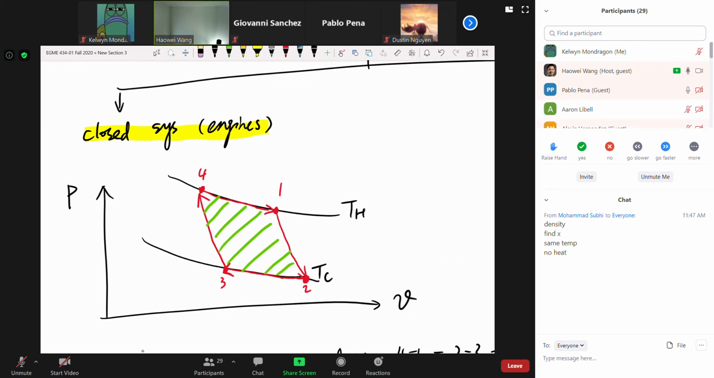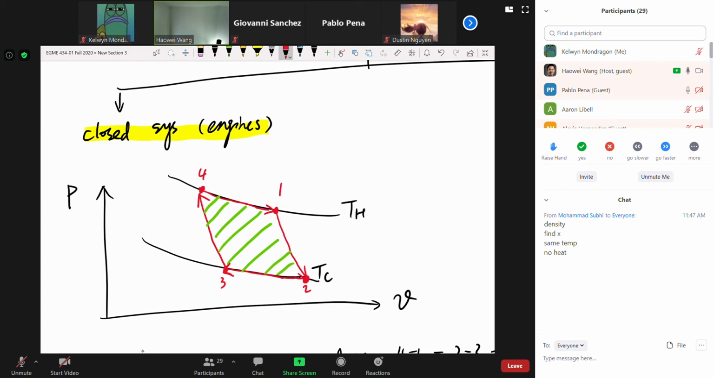Okay, and 2 to 3, let's go back to 2 to 3. Isothermal compression. Isothermal meaning the temperature doesn't change. Therefore, 2 to 3 has to remain on the TC line. And then isothermal compression. What happens to my nu if it is compression? It goes to the left, smaller. That's why 2 to 3 has to go to the left along this TC line.